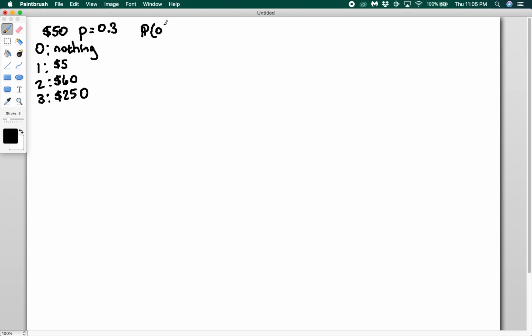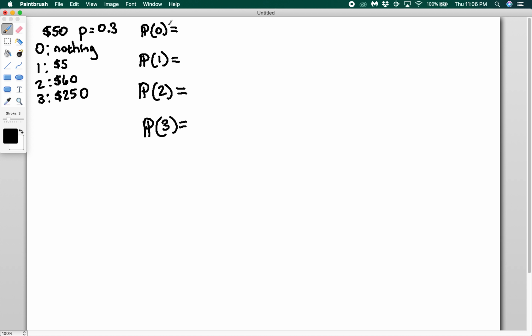So what I'm going to do to set this up is calculate each of these probabilities: the probability of getting 0 shots, 1 shot, 2 shots, and 3 shots. The probability of getting 0 shots means I miss everything. And to miss everything, that's going to be 0.7 times 0.7 times 0.7.